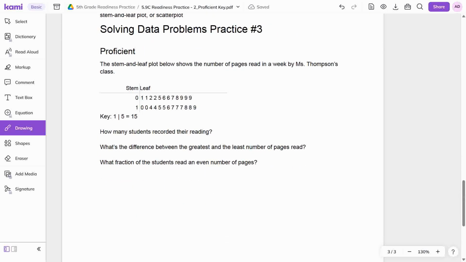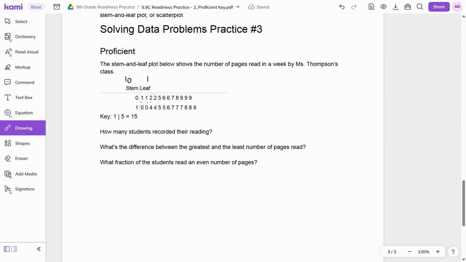For our third problem, we have a stem and leaf plot, and we've got our key that we always need to keep track of. So the 1 and then the line and the 5 means 15, so this is my tens place, this is my ones place. So how many students recorded the reading? Well, what we do is we count how many leaves there are. We don't count the stems because the 0 and the 1 just help build the number. The leaves actually record the students.